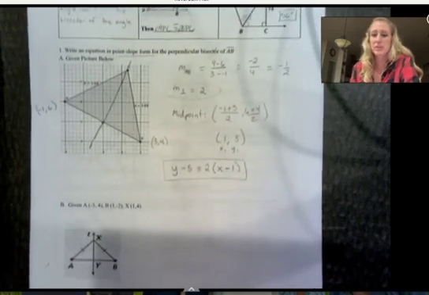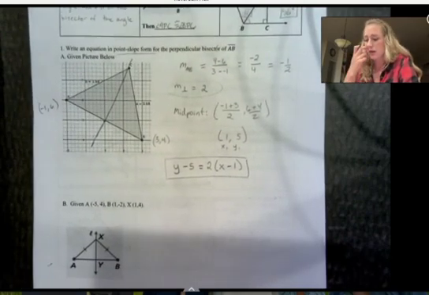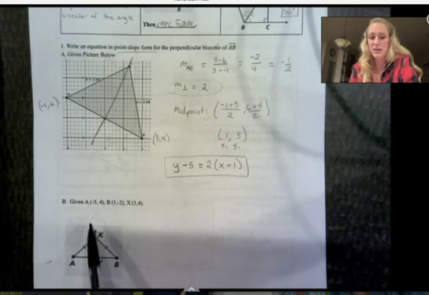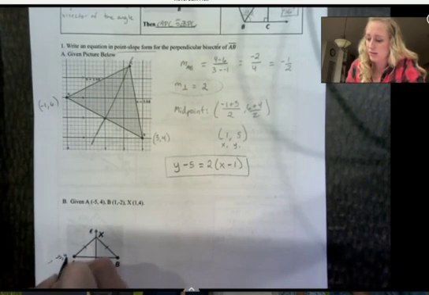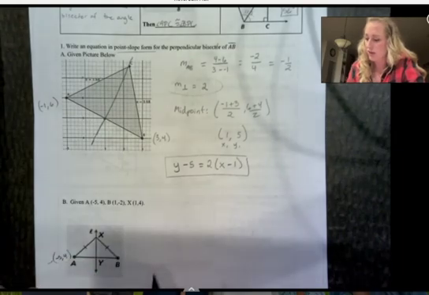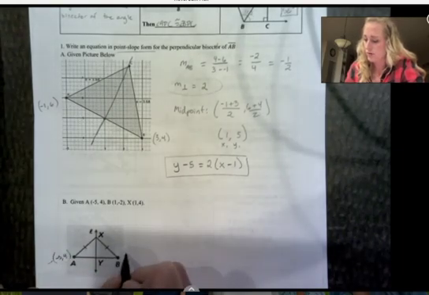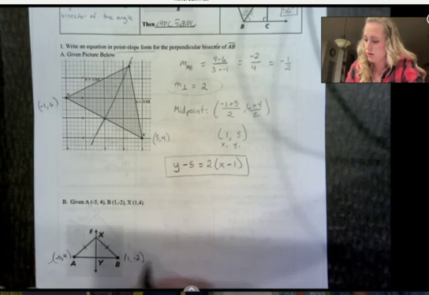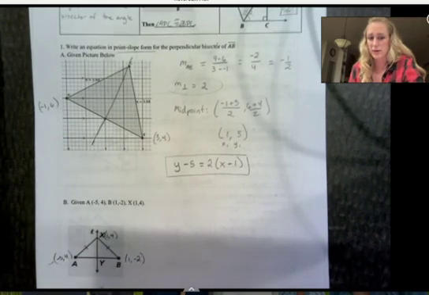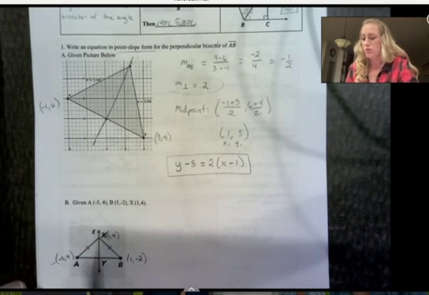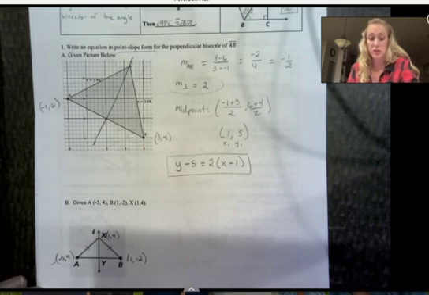We are going to do the same thing one more time. Okay, so it says given A is at -5, 4. I'm going to kind of write these on here. B is at 1, -2. Okay, and X is at 1, 4. So they want me again to write the perpendicular bisector equation for, in this picture, it's going to be XY.